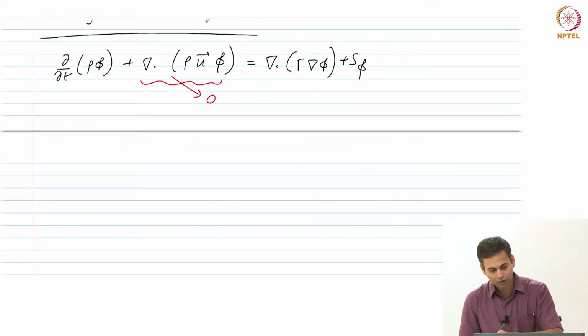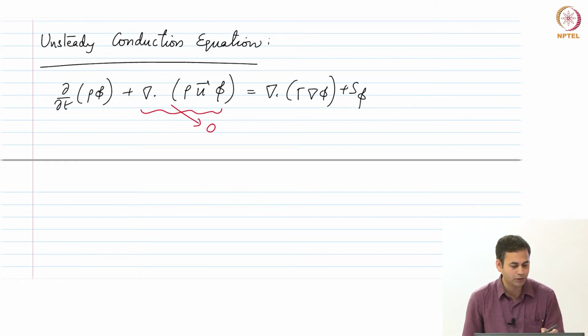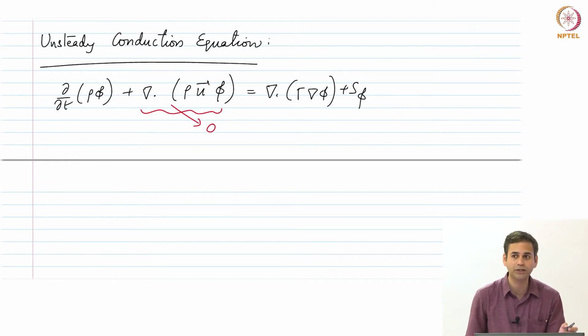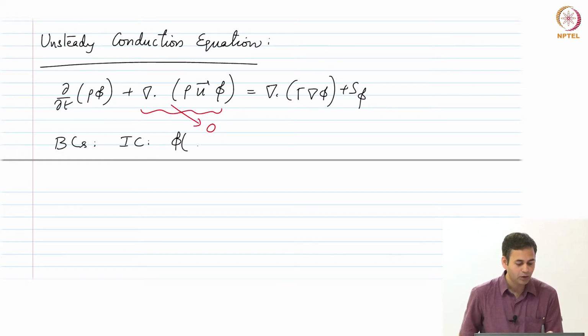Then what all do you need to solve this problem? You would need, of course, the boundary conditions. What else do you need to solve this problem? You need an initial condition because you have a time derivative in there. Initial condition will be specification of the dependent variable, that is phi, at t equal to 0. That is your initial condition.